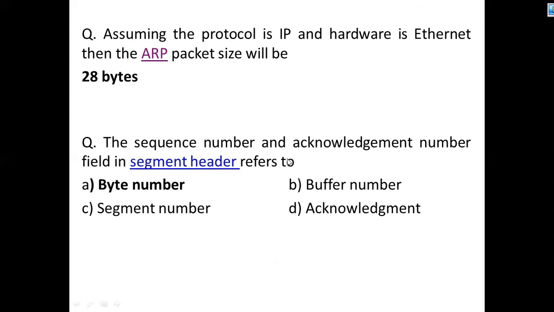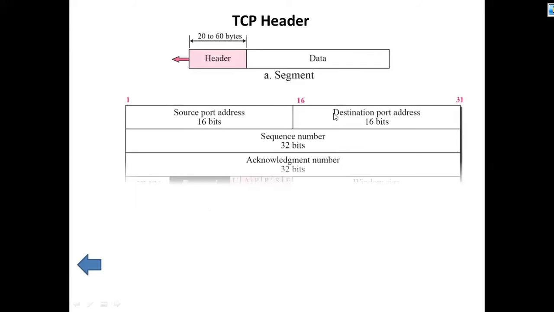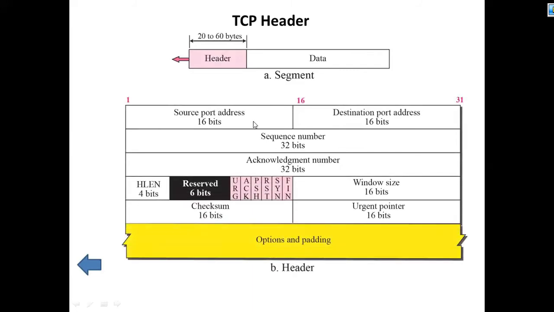Next, the sequence number and the acknowledgement number field in the segment header. Again, to answer this type of question, you must know the format of the TCP packet. The segment is like this. This is the segment, and the entire segment consists of the header and the data, and the header will look like this.